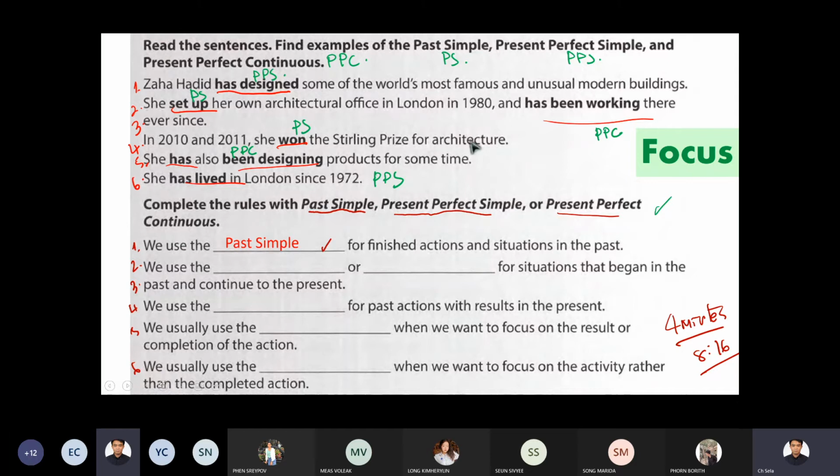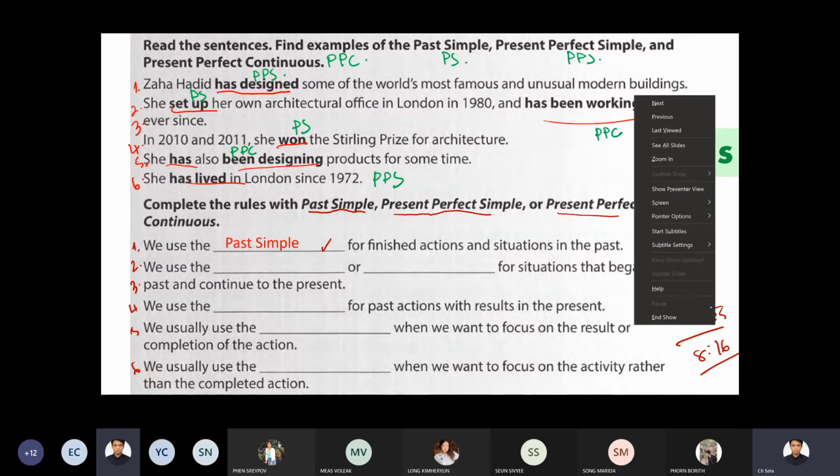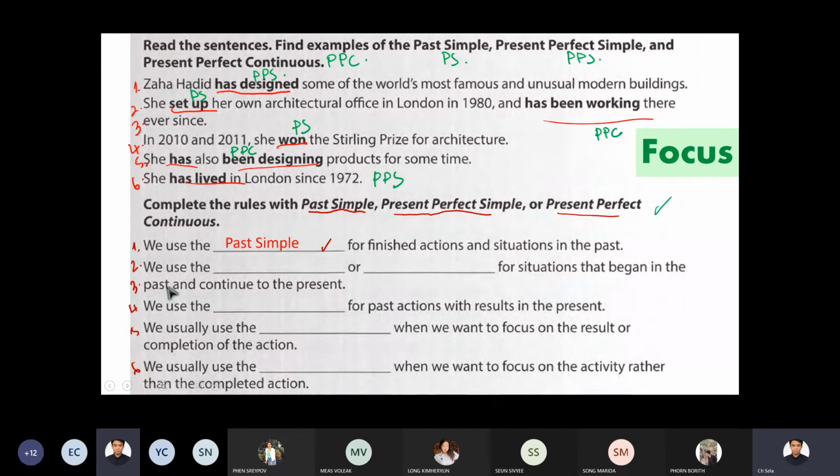Okay, now it's up. So let's check the answer together. Number 2, we use what? Present perfect simple and continuous for situation that began in the past and continue to the present. Began in the past and continue in the present. All right. I will draw you some timeline here as well, and then we're gonna go to the explanation in detail.